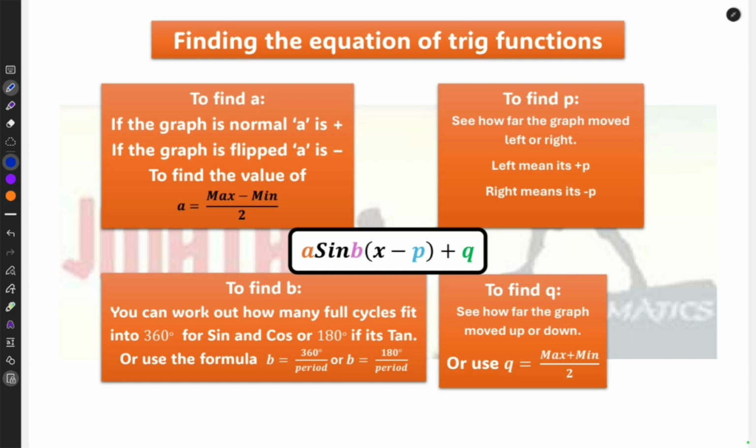Now, to find the p value, I would just check if the graph moved left or right, and then it is always opposite. So if it moved left, p is positive. If it moved right, p is negative. Let's look at the questions.